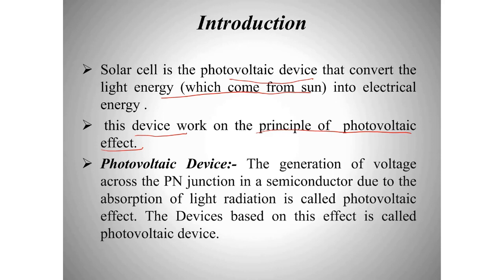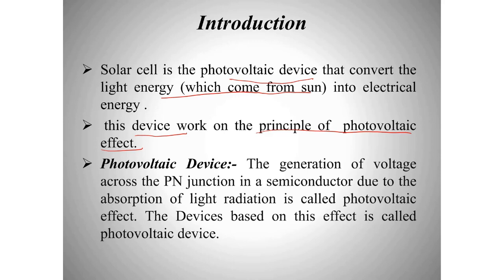And what is a photovoltaic effect or photovoltaic device? The generation of voltage across a p-n junction, meaning the junction of p-type and n-type semiconductors, due to the absorption of light radiation is called the photovoltaic effect. This is actually a physical phenomenon. No chemical reactions are performed in this situation. It is only a physical phenomenon, and the devices based on this effect are called photovoltaic devices.